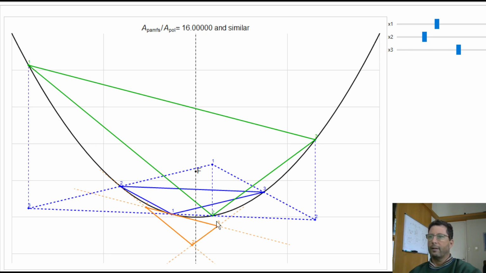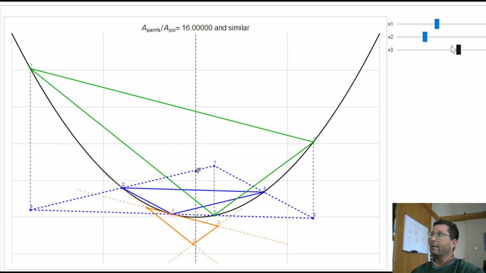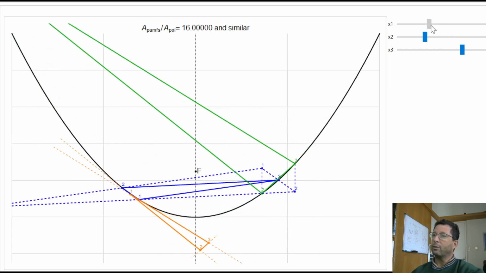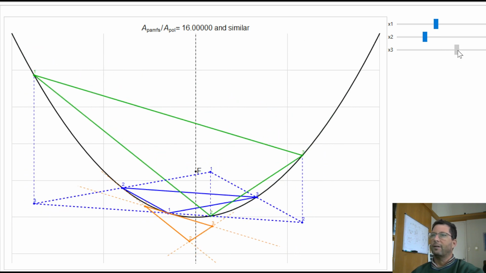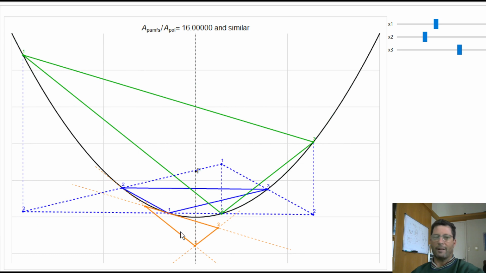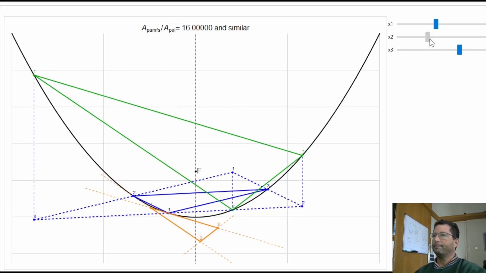I'm showing here an orange triangle whose sides are tangent to the black parabola at the vertices of the blue. This is sometimes called the polar with respect to this conic, this parabola. We can see dynamically that for whichever inscribed blue triangle I choose in the parabola, this construction produces a green triangle that is both similar to the polar triangle and has 16 times its area. I'm showing numerically that the ratio of areas of the green triangle divided by the orange triangle is 16, and that their sides are parallel.